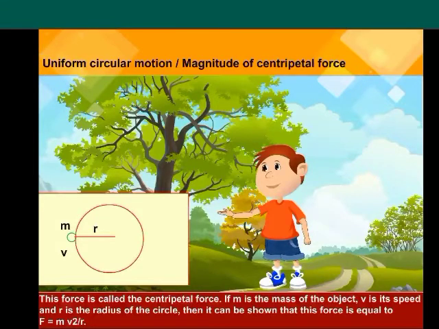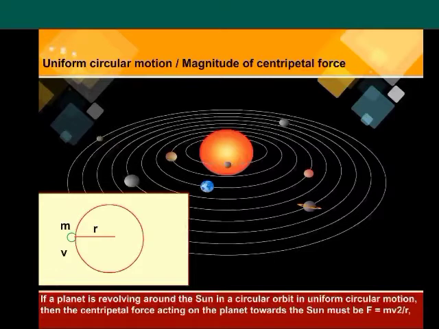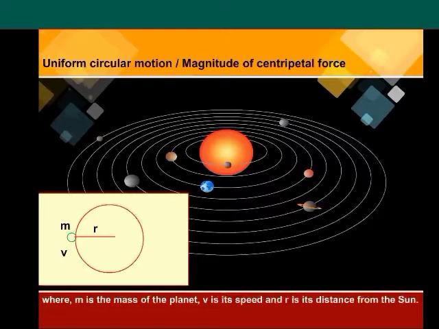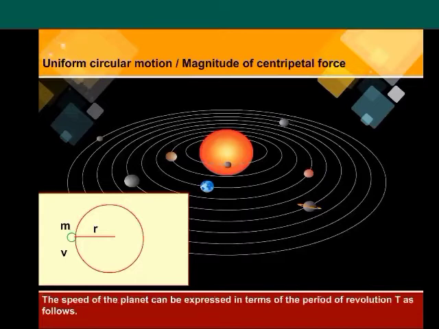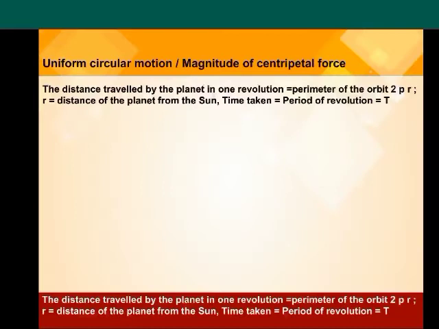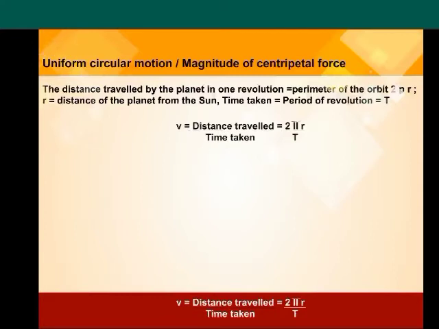If a planet is revolving around the sun in a circular orbit in uniform circular motion, then the centripetal force acting on the planet towards the sun must be F = mv²/r, where m is the mass of the planet, v is its speed, and r is its distance from the sun. The speed of the planet can be expressed in terms of the period of revolution T as follows. The distance traveled by the planet in one revolution is equal to the perimeter of the orbit, 2πr, where r is the distance of the planet from the sun. Time taken is equal to the period of revolution, T. v is equal to distance traveled upon time taken, which is 2πr/T.